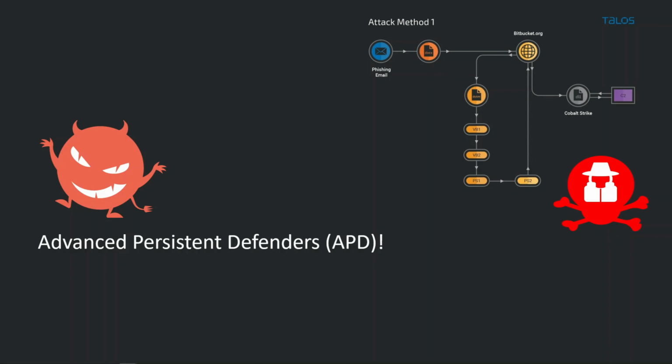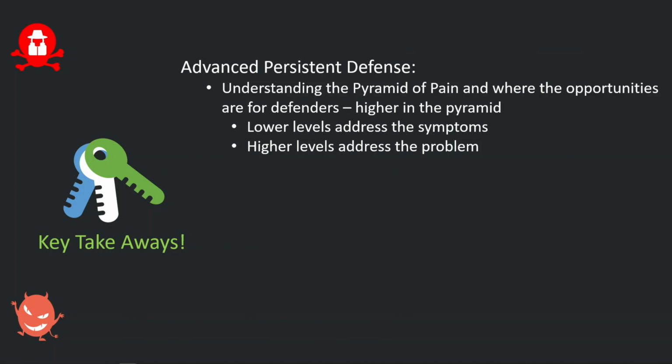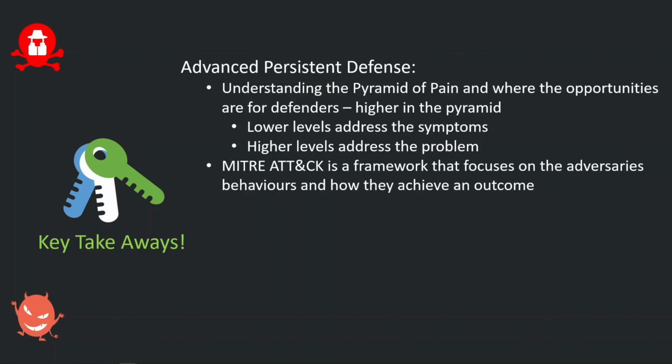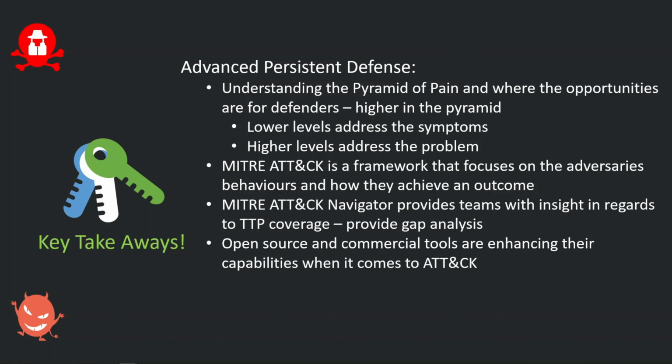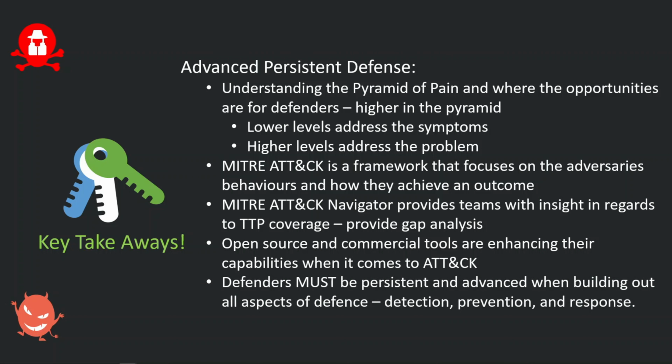Anyways, pretty cool stuff. Understanding the pyramid of pain and where the opportunities are for defenders. Higher in the pyramid makes it very difficult for the adversary. So lower levels address the symptoms, higher levels address the problem. MITRE ATT&CK is a framework that focuses on the adversary's behaviors and how they achieve an outcome. MITRE ATT&CK Navigator provides teams with insight regarding TTP coverage and provides a gap analysis. Now, open source and commercial tools are enhancing their capabilities and aligning to ATT&CK. Defenders must be persistent and advanced when building out all aspects of defense: detection, prevention, and response.